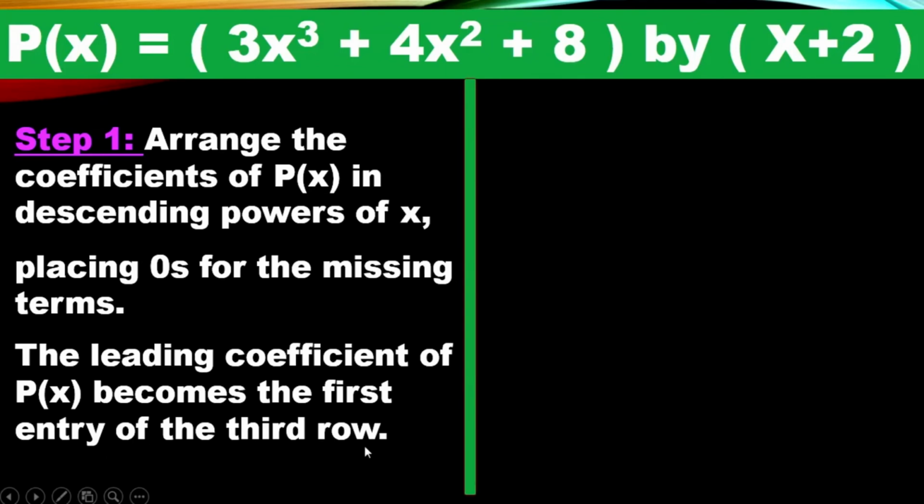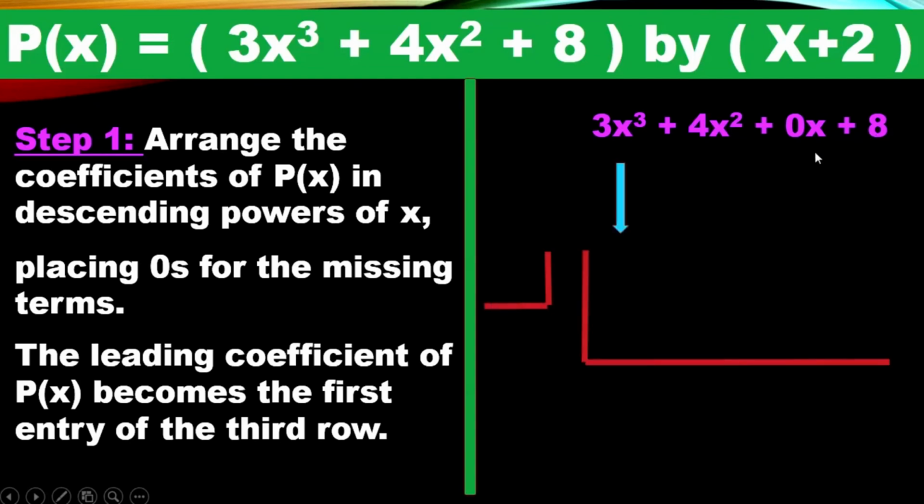Then, the leading coefficient of p of x, or polynomial, becomes the first entry of the third row. So, yung leading term, yun yung may pinakamataas na exponent. In this example, we have 3x cubed plus 4x squared plus 8. Okay? So, we have the missing term, which is x. So, based on step number 1, placing zeros for the missing terms, therefore, we have 3x cubed plus 4x squared plus 0x plus 8.